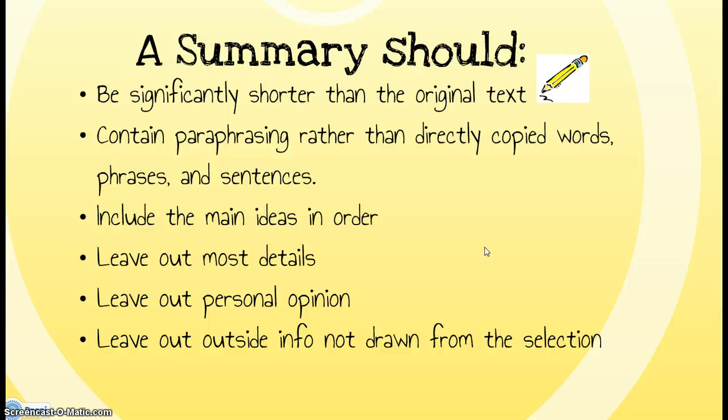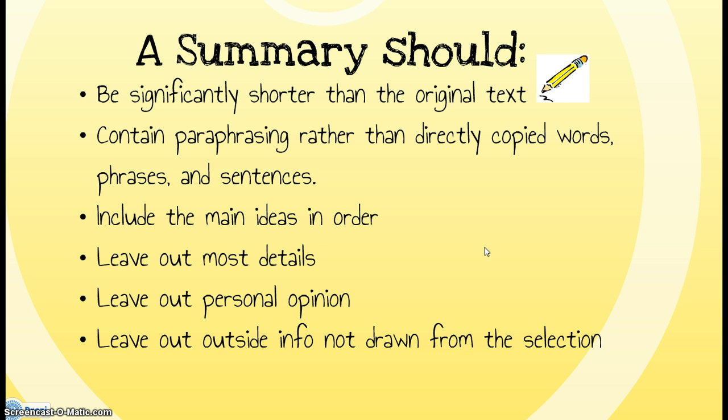Number 2 says contains paraphrasing. Paraphrasing means that you're putting things in your own words. So you're not just directly copying what the author is saying, you're rewriting it so it makes sense for you in your words. Okay, that's paraphrasing. Number 3, main ideas in order, and there's a pencil icon there, so you should be writing down a few words from here. You might want to write down "short" for bullet point 1, and then "paraphrasing" for bullet point 2, and then put in parentheses "your words." So that's how I would be taking notes on this.